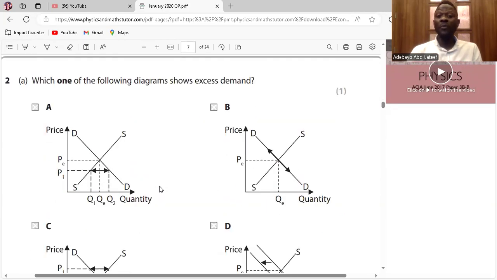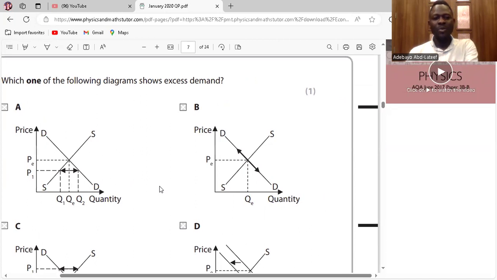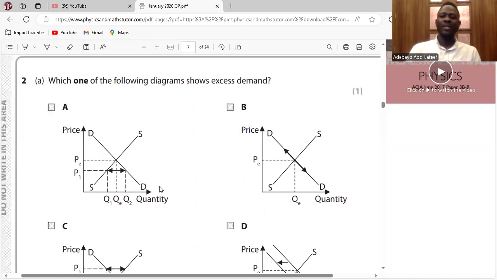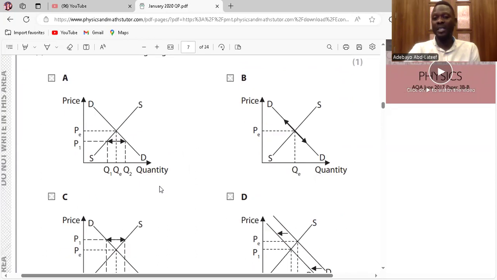Which one of the following diagrams shows excess demand? What is excess demand? Excess demand means the price is set below the equilibrium market price. So I'm going to analyze each graph. The first one shows the price being set below the equilibrium price, because equilibrium price is the price of agreement between quantity demanded and quantity supplied. Here, the price of agreement is at PE. Now the price is being set below it, at P1. So the answer is A. A price set below the equilibrium price gives us excess demand.